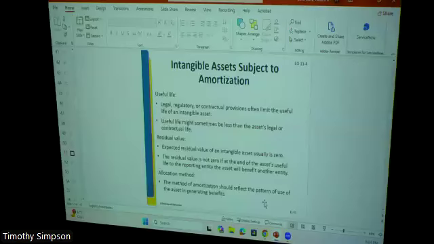There's a value to them, and we'll talk about how we allocate the cost, if we do at all. If the life is indefinite, then we're not going to amortize it at all, because we don't know what number to put on it, over what time period to amortize it. But if it has a definite life, like a patent, which is the most obvious example, a 20-year life, we're going to amortize that.